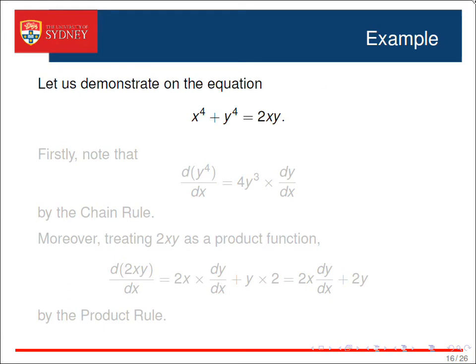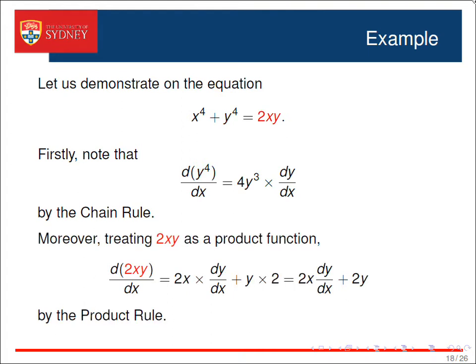Let's demonstrate the method on the following example. Firstly, let's briefly focus our attention on the term y to the power of 4 on the left-hand side of the equation. The chain rule can be used to differentiate this term with respect to x. Moving on to the term 2xy on the right-hand side, we can use the product rule to differentiate this particular term.